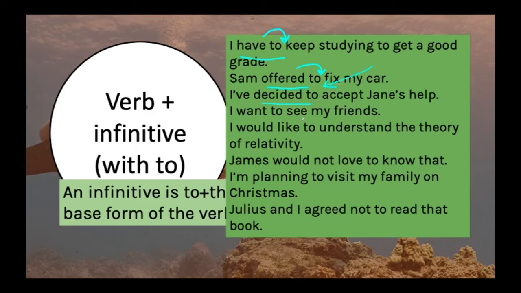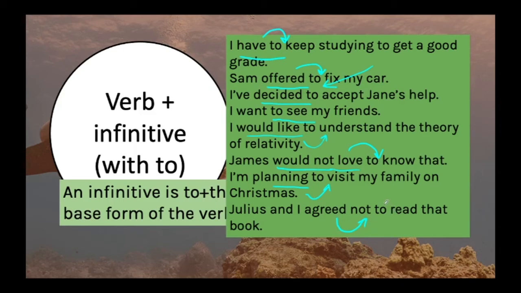After want, we use the infinitive with to. Would like and would love are followed by the infinitive. Plan is followed by the infinitive. And agree and disagree are followed by the infinitive.